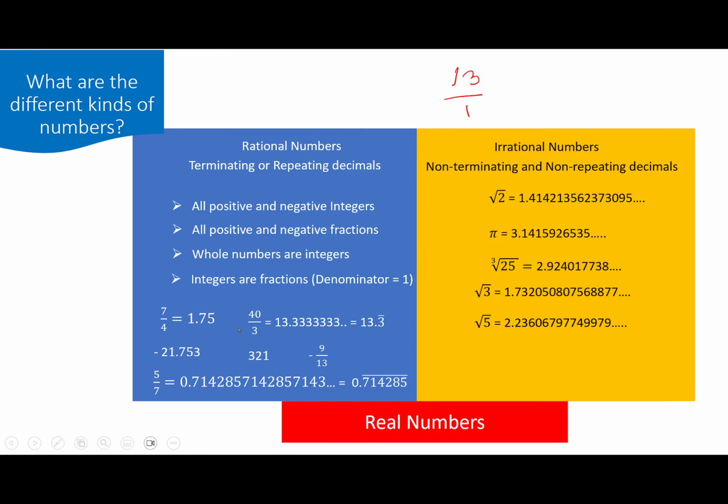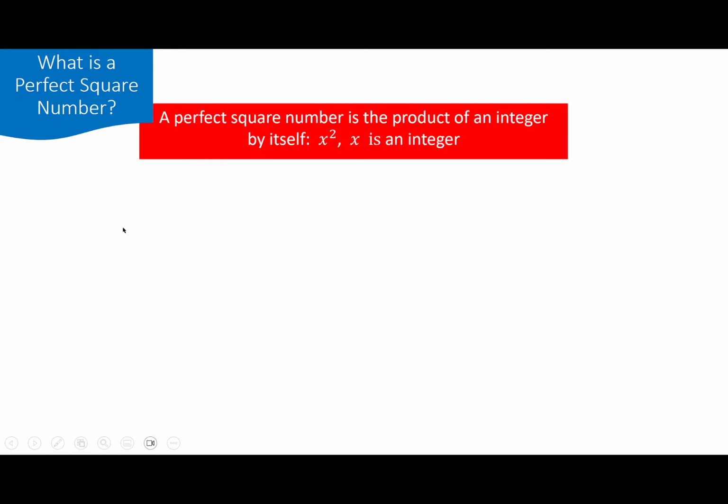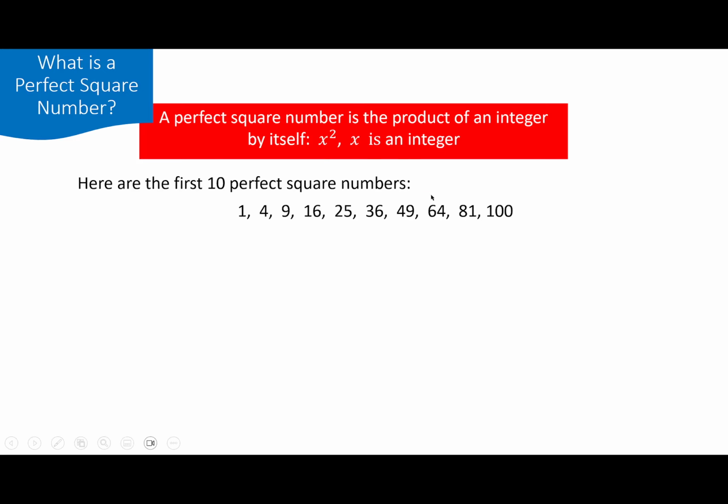What is a perfect square number? And let's go back here. These are some examples. A perfect square number is a product of an integer by itself. It's of the form x squared, where x is an integer. And here are the first 10 perfect square numbers: 1, 4, 9, 16, 25, etc. So if you look at 36, that's 6 squared. What's 6 times 6? 8 times 8.